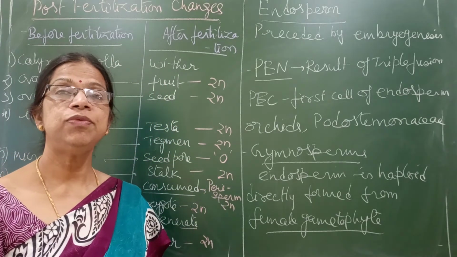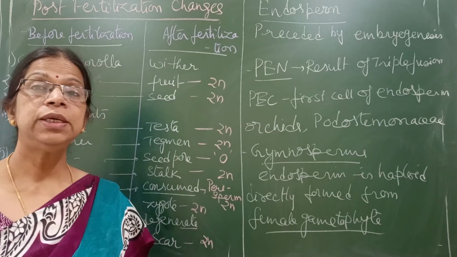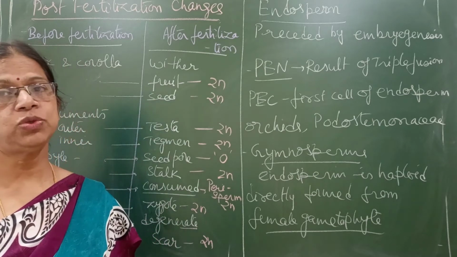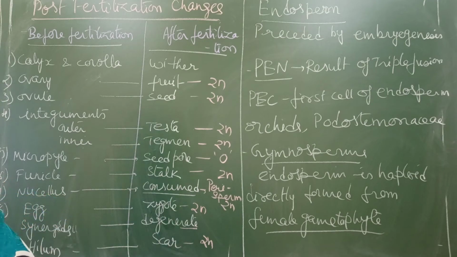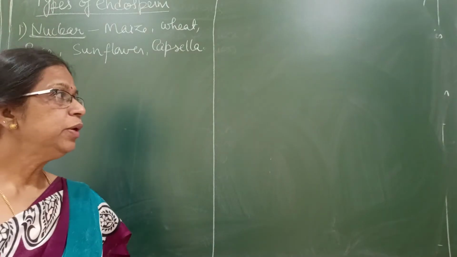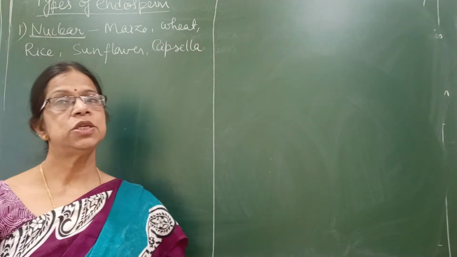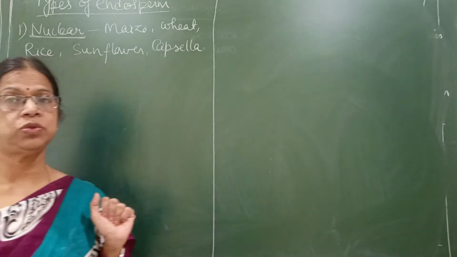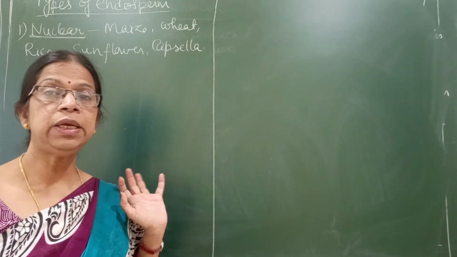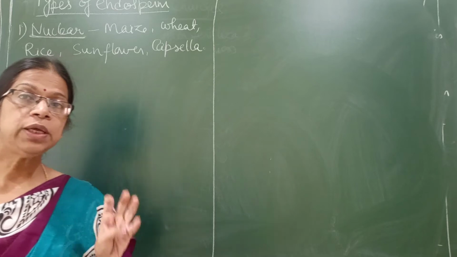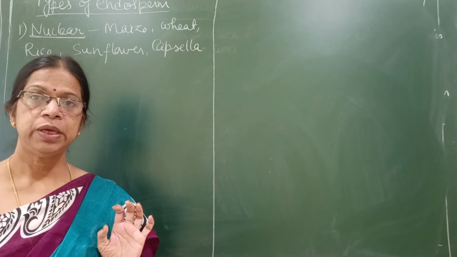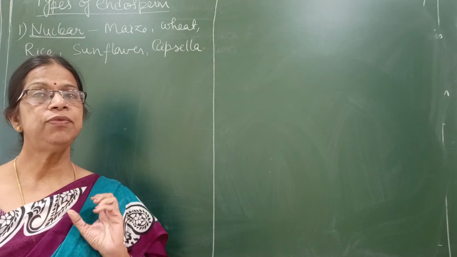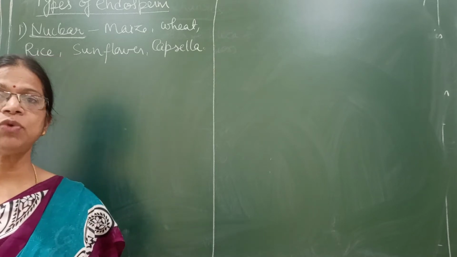Next we will see the different types of endosperm based on their formation. There are mainly three types of endosperm: nuclear endosperm, cellular endosperm, and helobial endosperm. We will see the difference between these three in terms of their formation.